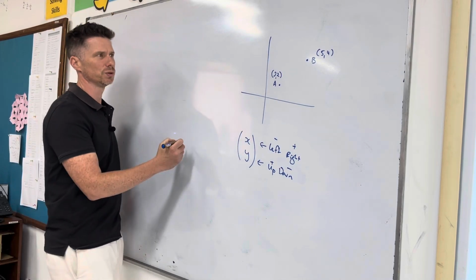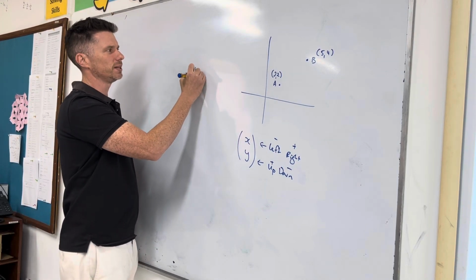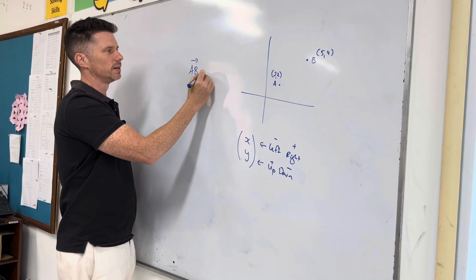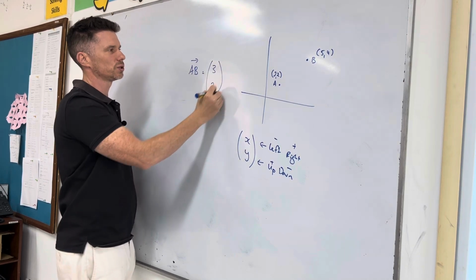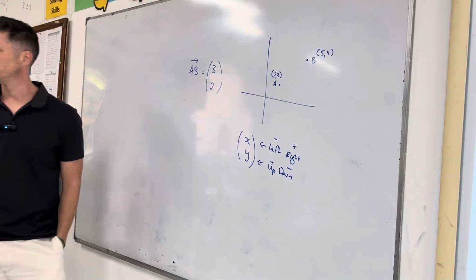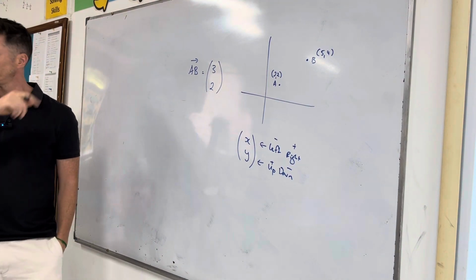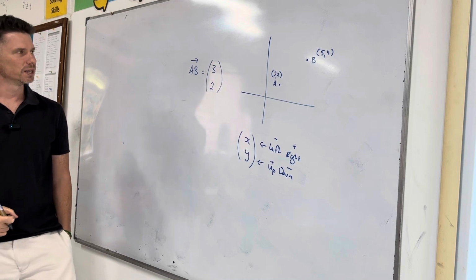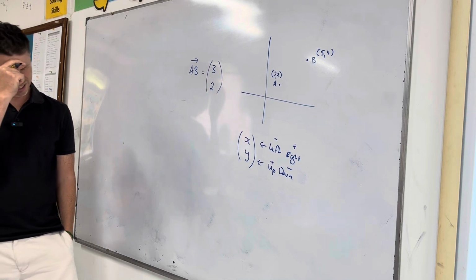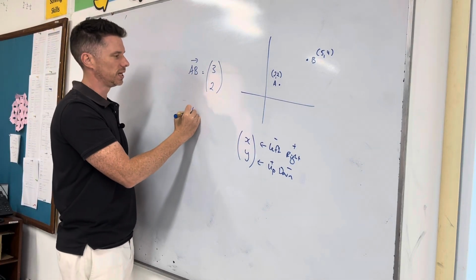I think it might be 3, 2. So to go from A to B, we go 3, 2. So that is called the vector AB. It's a distance and direction. We go 3 over, 2 up. It's exactly 3, 2. What's the vector BA?